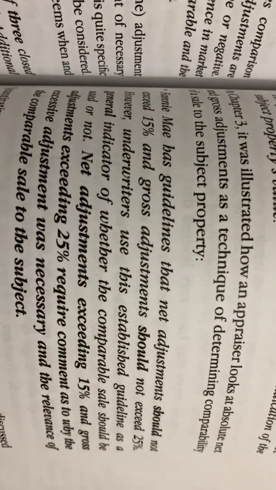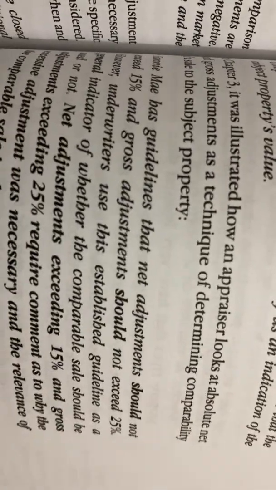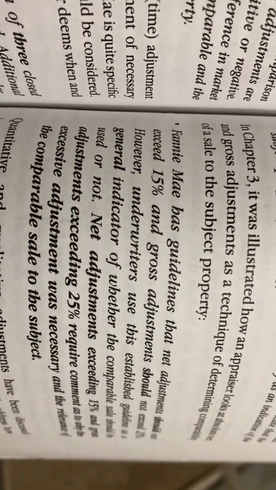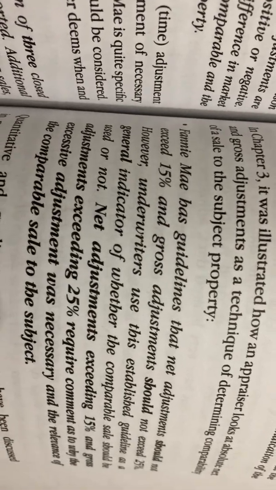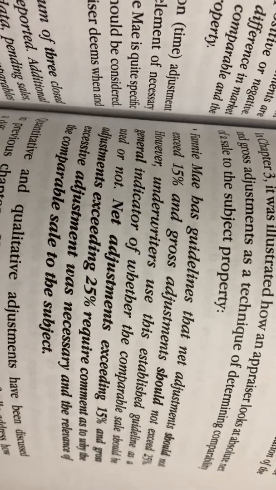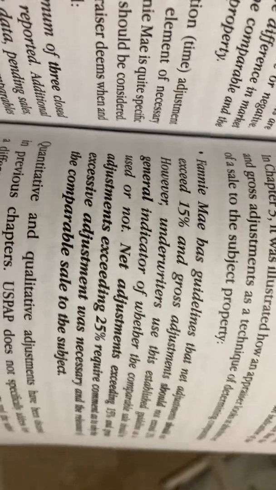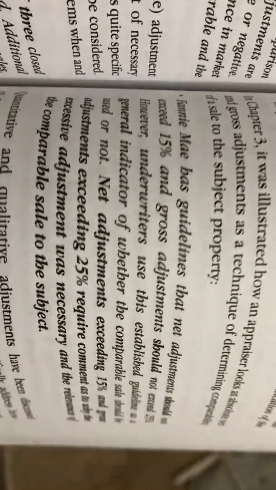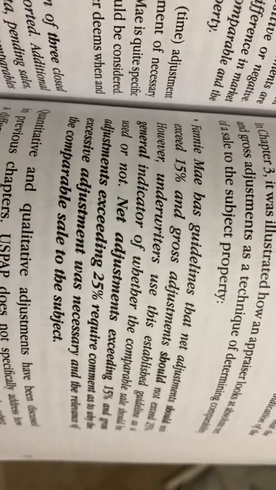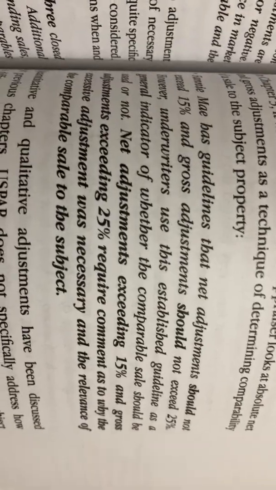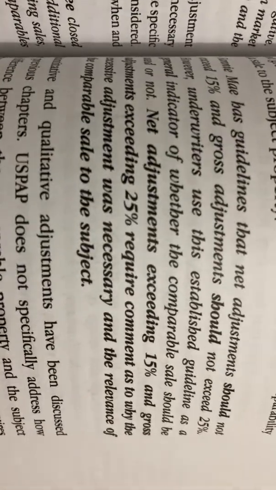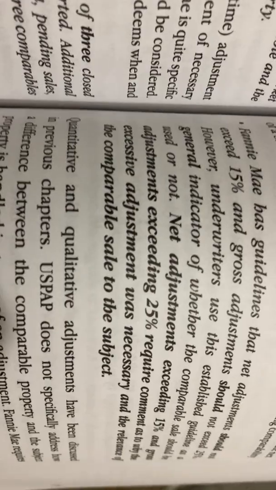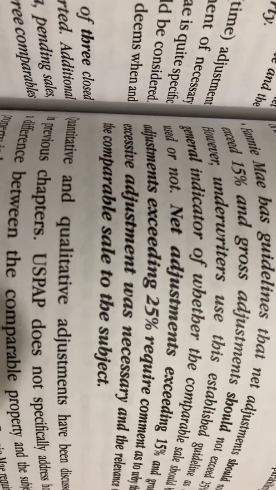Fannie Mae has guidelines that net adjustments should not exceed 15% and gross adjustments should not exceed 25%. However, underwriters use this established guideline as a general indicator of whether the comparable sale should be used or not. Net adjustments exceeding 15% and gross adjustments exceeding 25% require comment as to why the excessive adjustment was necessary and the relevance of the comparable sale to the subject.